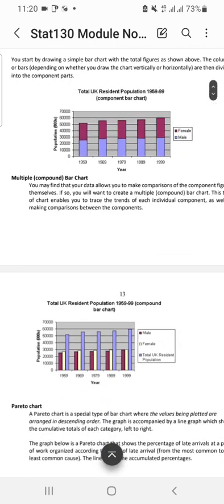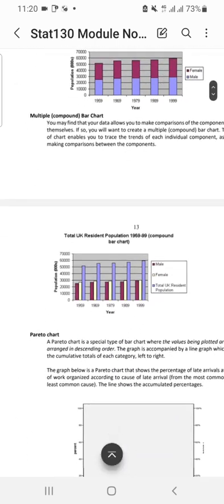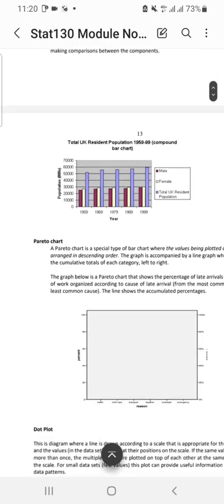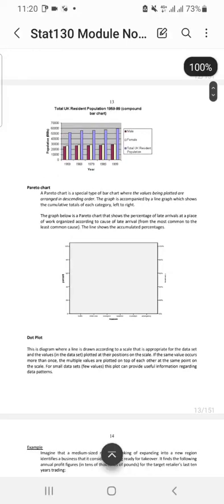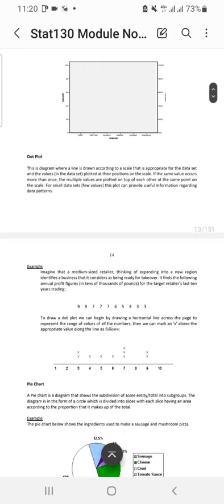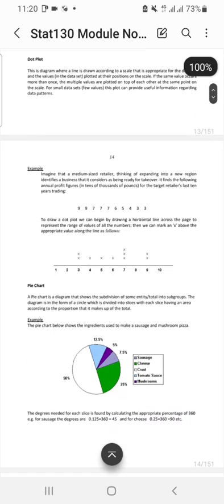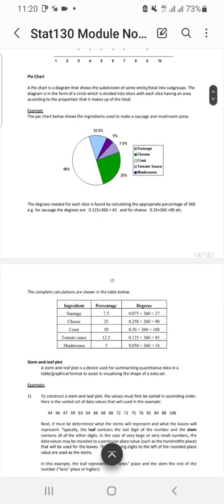For the different bar charts, you don't need to know what they are or what they do, or how to calculate them. It's really not going to come out. Pareto chart, just know what it is. I don't know why it's invisible over here, but just search it up. Then you've got the dot plot. It didn't come out in the recent past papers, but just know what it is. Pie chart is important. You will get the numbers, and it'll make you work out the degrees, out of 360, the space of the pie chart.